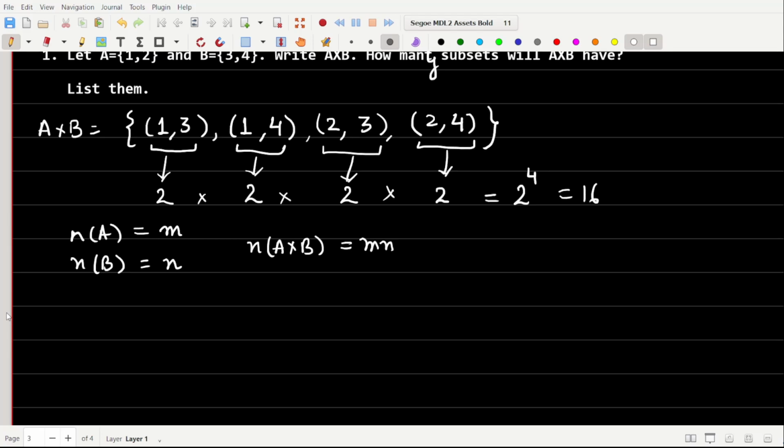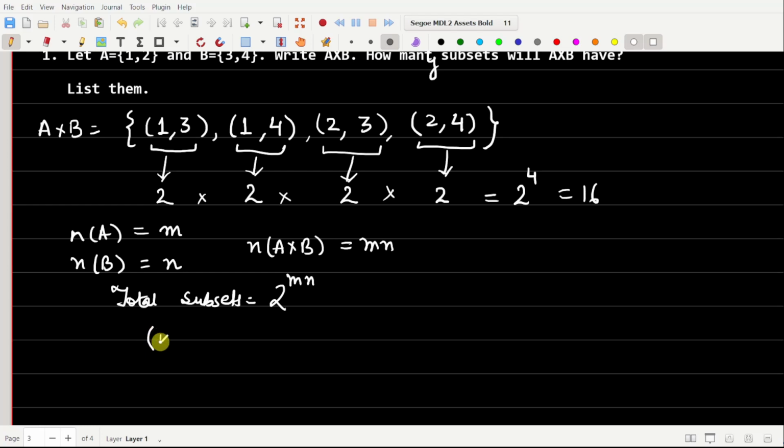And now the total number of subsets. The total number of subsets which we can make from these pairs of elements will be 2 raised to the power mn. Now they have also asked me to list them, so you can easily list the total number of subsets.